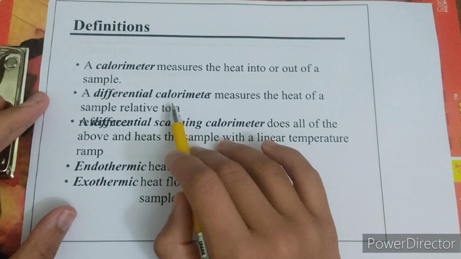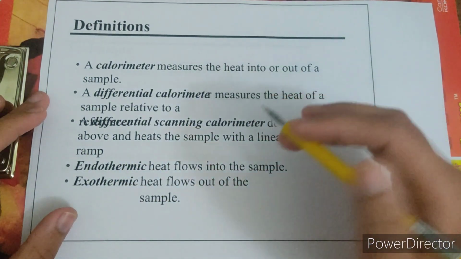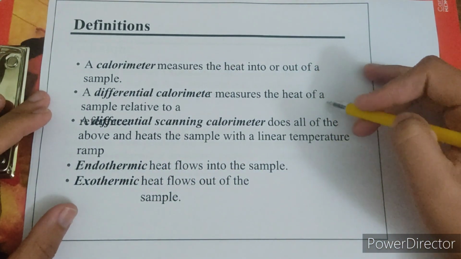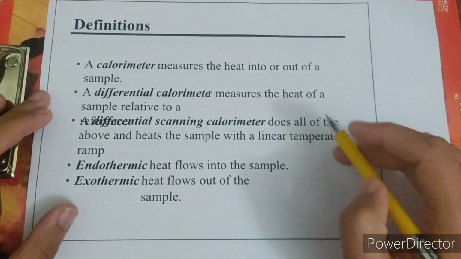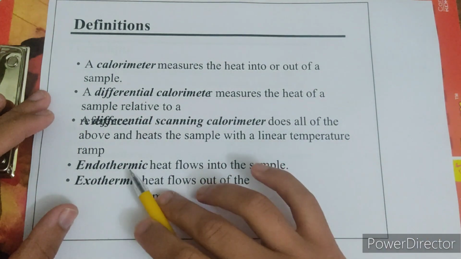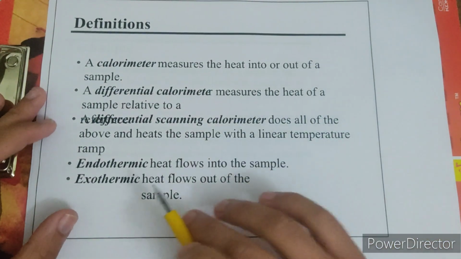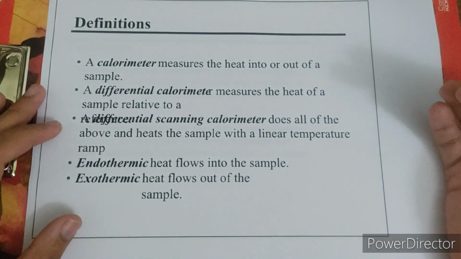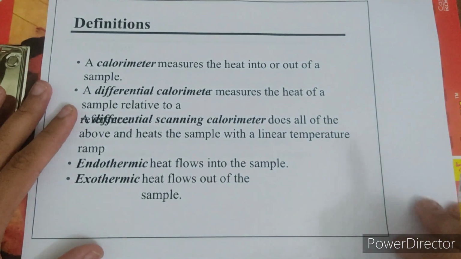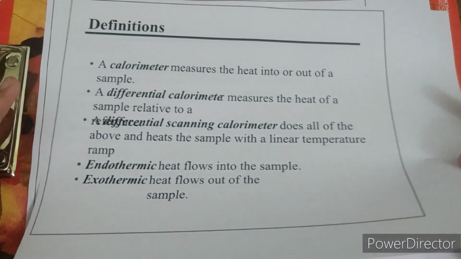whereas differential is related to a reference. Differential scanning is about these two factors and how the heating of the sample takes place with a linear increase in temperature. So as we all know, endo refers to heat absorbed or heat taken in, and exo means heat given out.